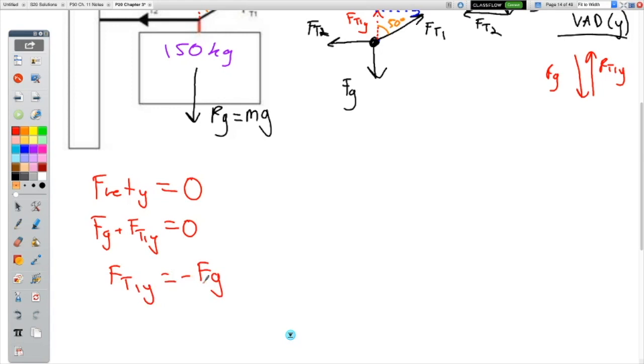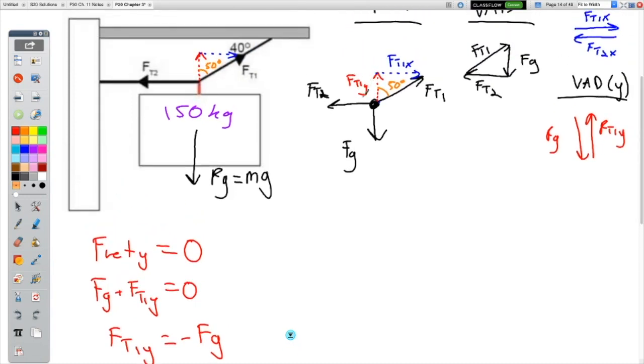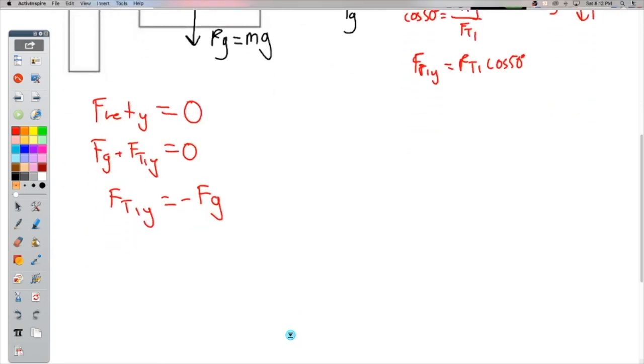Okay, so I could solve for Ft1y here and then go to my triangle and figure out Ft, or I could just do that right now and say, okay, but what is Ft1y in terms of Ft? Well, relative to this angle, Ft1y is adjacent, and Ft1 would be hypotenuse, so then that means cos 50 equals adjacent, Ft1y, over Ft1, okay? So then Ft1y equals Ft1 cos 50.